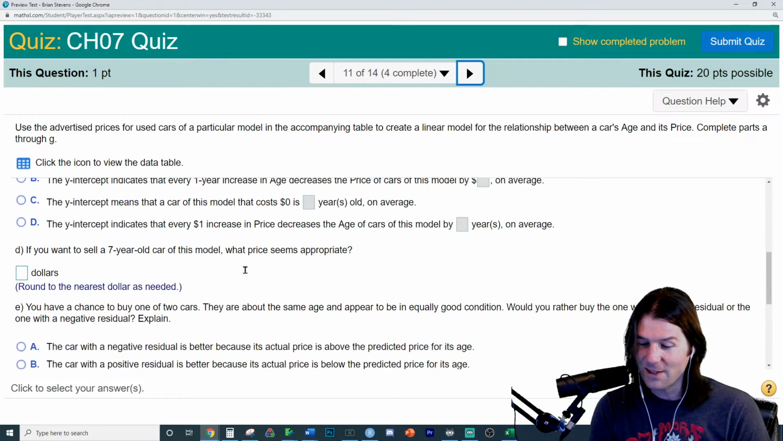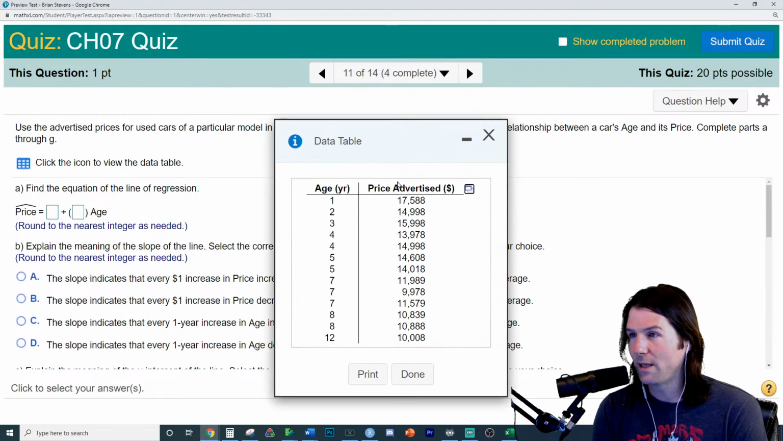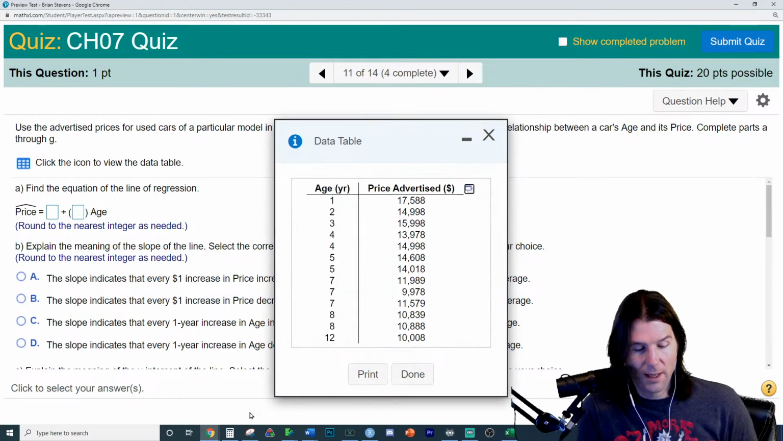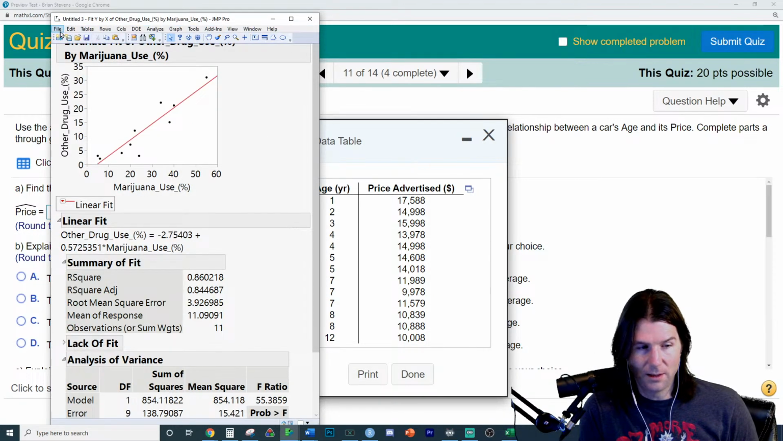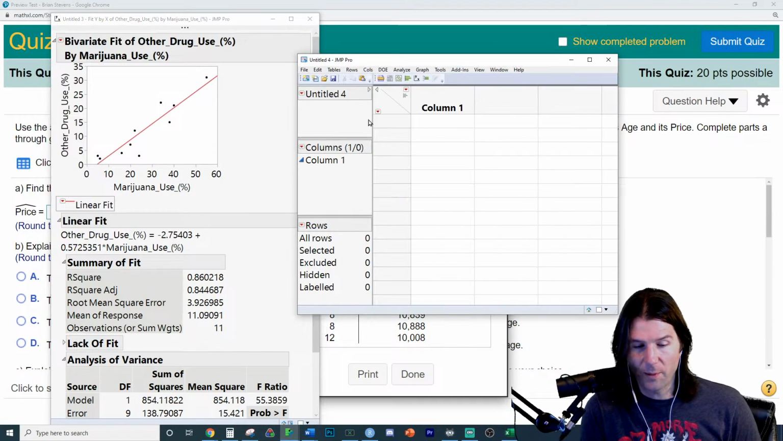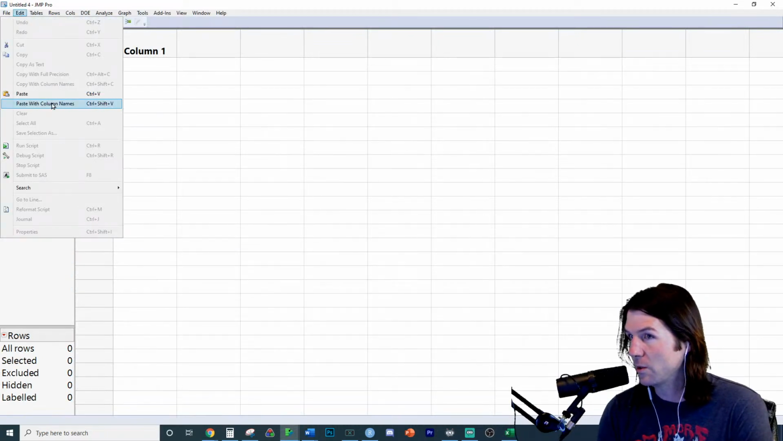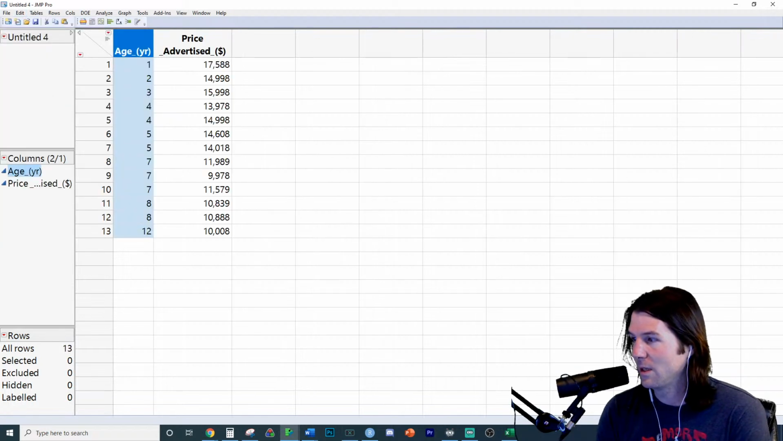Okay, so this one, yes, perfect. This one right here is another JMP one. Yes, we love the JMP ones because we can copy the data to the clipboard, go into JMP, and go to File, New Data Table. Very important that you paste with column names right here. So when you're in a new data table, go ahead and do this.